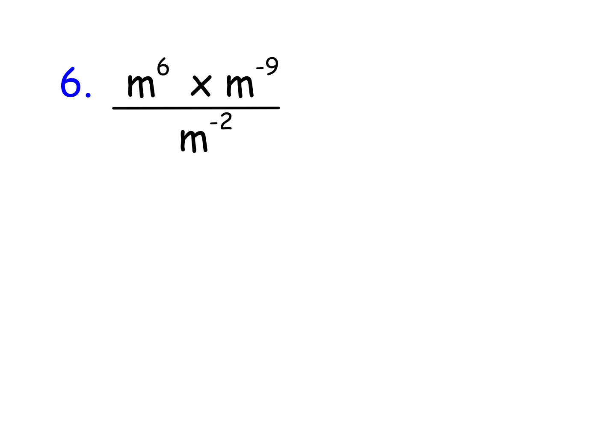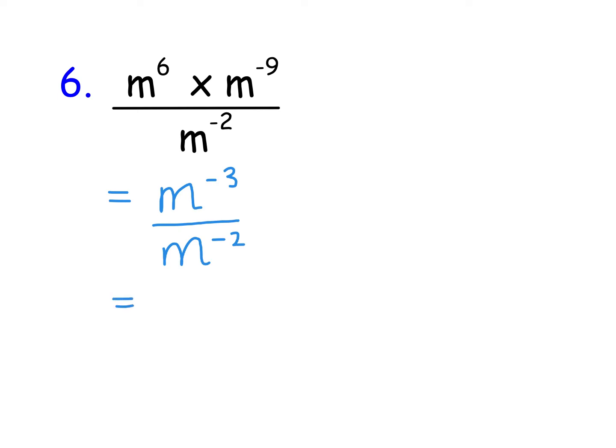Right, so this one, we're going to do the top line first. So you're going to have m. 6 take away 9 is minus 3. So this is using lots of rules. It's using the multiplying rule where you add the powers. Then it's going to use the dividing rule where you subtract the powers. And then we'll see what ends up with in a wee second. So we've got m to the negative 2 in the bottom.